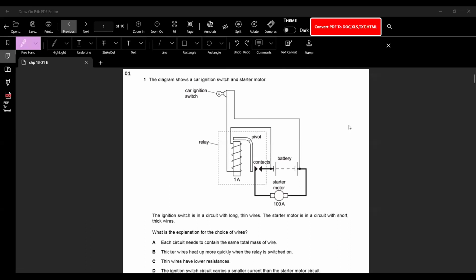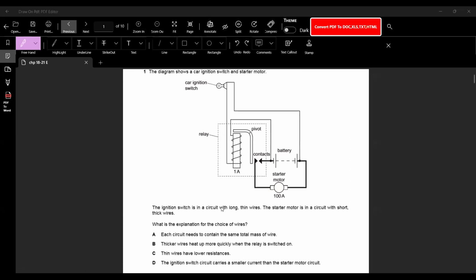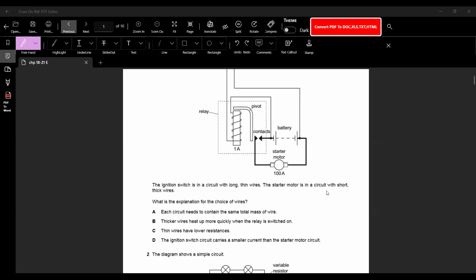So starting with the very first question, they have asked us: the diagram shows a car ignition switch and a starter motor. The ignition switch is in a circuit with long thin wire. The starter motor is in a circuit with short thick wire. What is the explanation of the choice of wires?